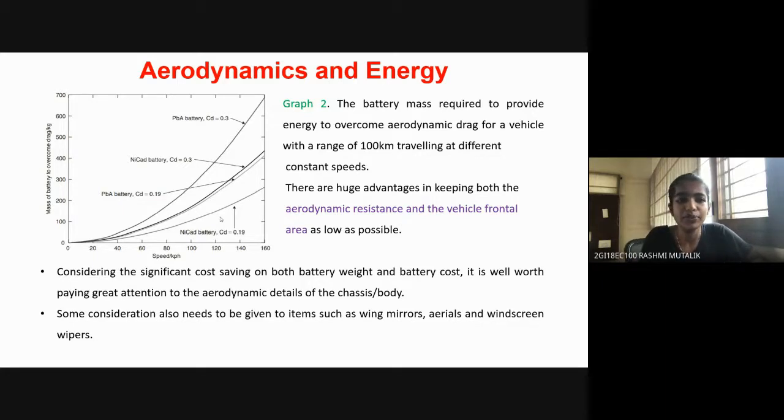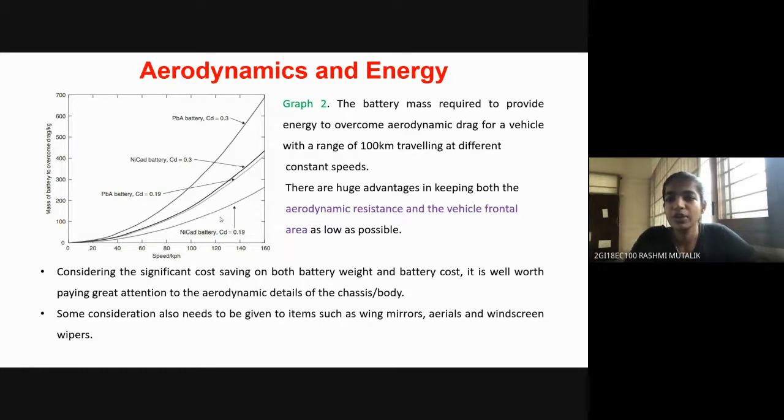We can see from this figure that the higher the mass, the more power is required to overcome the air resistance for a greater value of CD. And we can also conclude from this graph that electric vehicle batteries are not efficient at high speed. Because for the lead acid battery, even though it has a lower value of CD equal to 0.19, it still requires around 300 to 400 kgs of mass at a speed of 140 kilometers per hour.